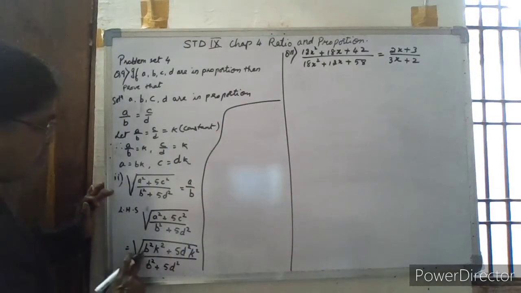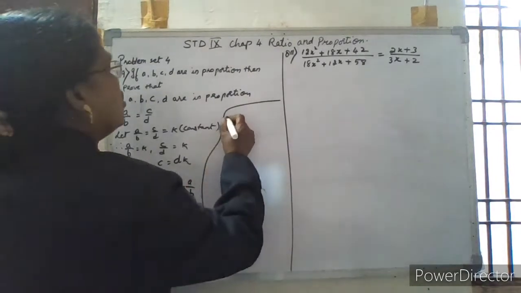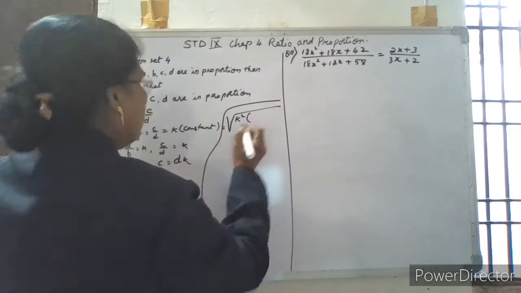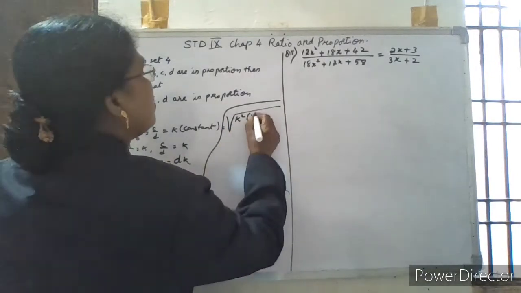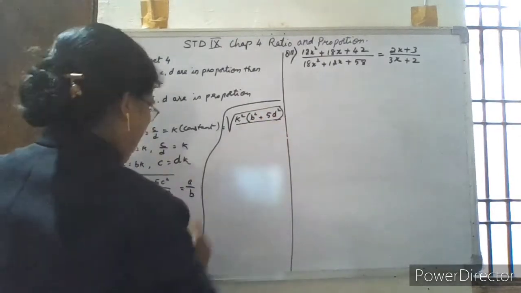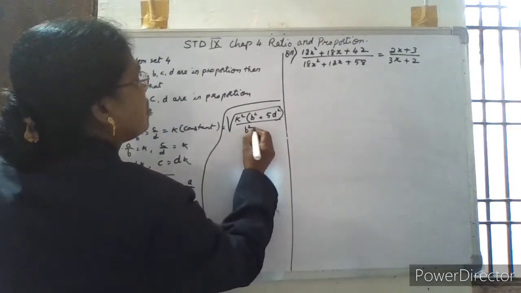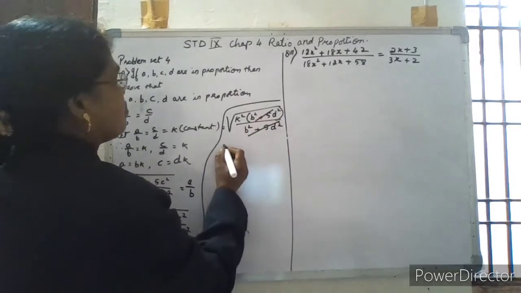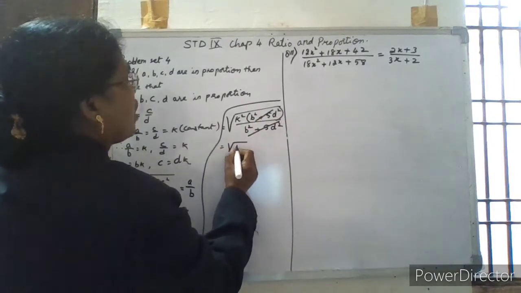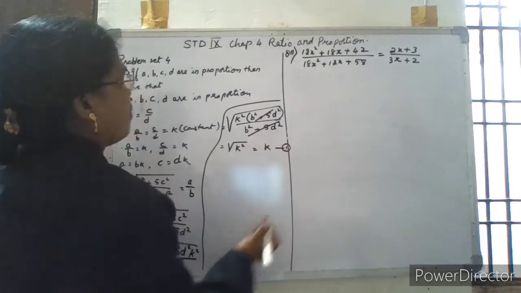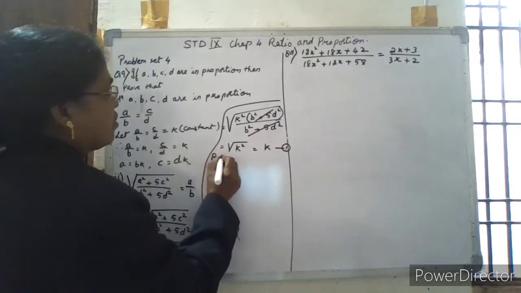Now come to this, here you see K squared is common. So under root it is K squared common into uncommon B squared plus 5D squared upon B squared plus 5D squared as it is. So this and this cancels. We are left with root under root K squared. So this is equal to K. Point 1.